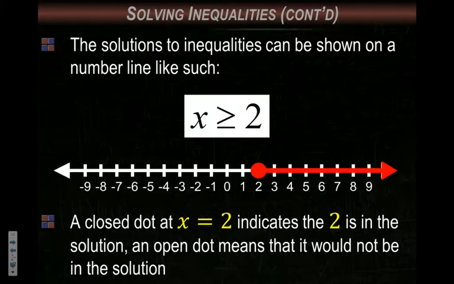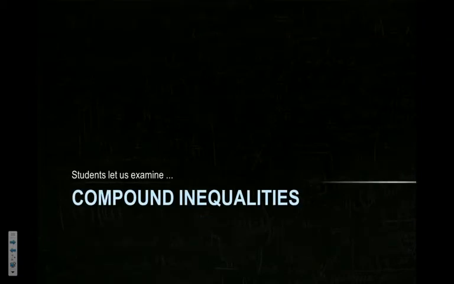If the symbol was just a greater than symbol, not the greater than or equal to, you're supposed to draw an O, an open dot. Because the open dot means it's all numbers bigger than 2, but not actually 2. Okay, so that's what you're supposed to do. We'll see that in a minute.